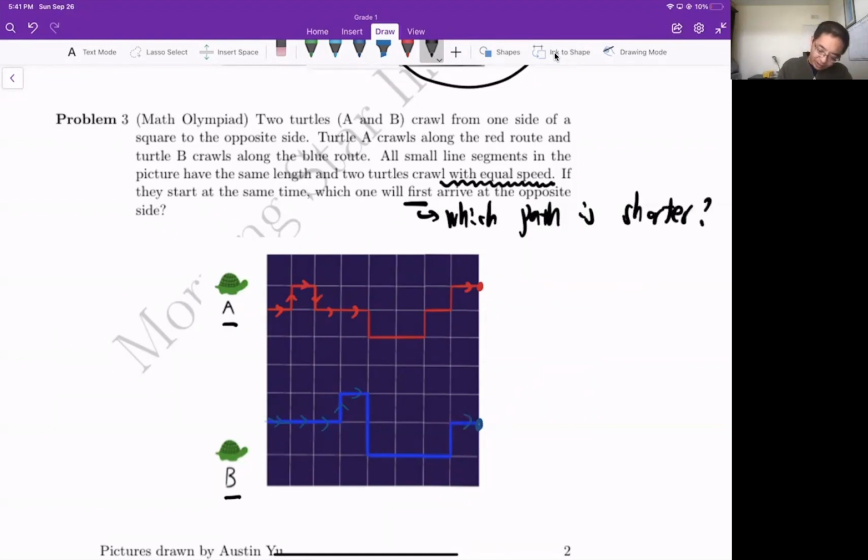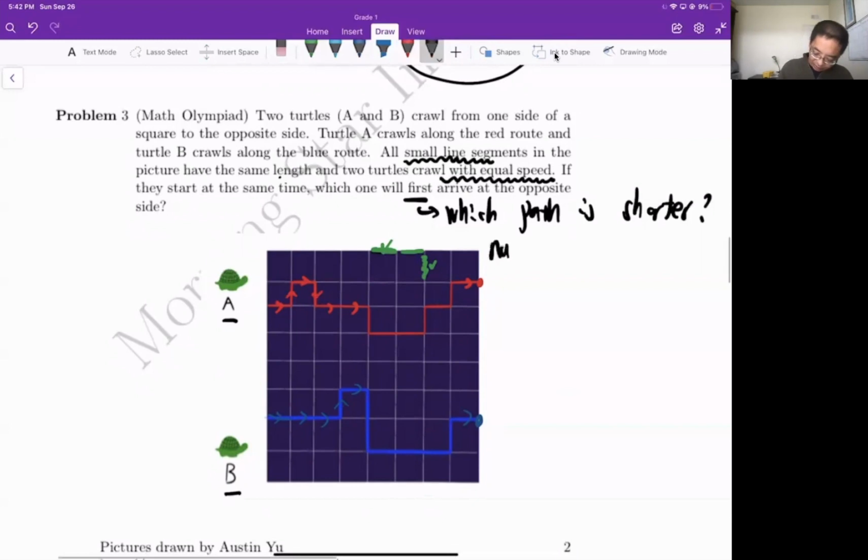Here, one sentence in the problem says all small line segments have the same length. So what are the line segments? This is a line segment. This is a line segment, and these are all the line segments, right? Small line segments. We assume they have the same length. And if you look at each path, the red one and the blue one, they all consist of small line segments. So if you want to find which one is longer and which one is shorter, you just need to count the number of line segments.